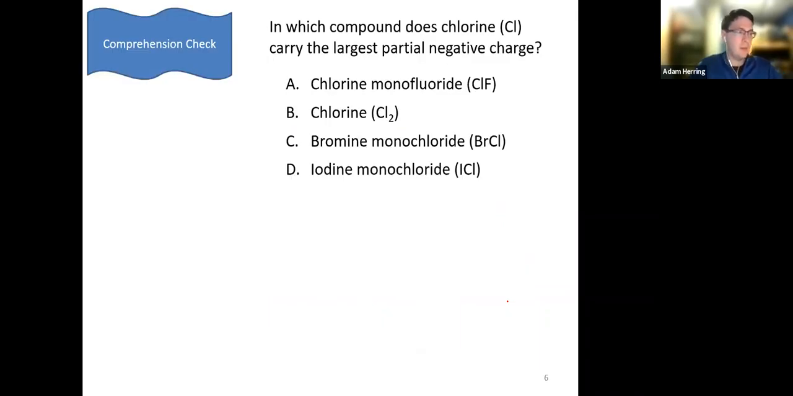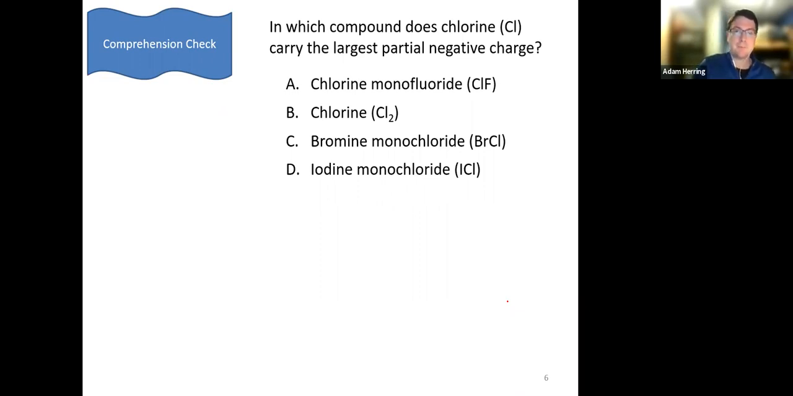So, in which compound does chlorine carry the largest partial negative charge? Now, you're going to need to look up their values on the periodic table in order to do this, or at least that's one way you can do it. So why don't you look up the values on the periodic table and compute the difference in electronegativity to determine the partial negative charges. So pause the video, try that, and then come back.